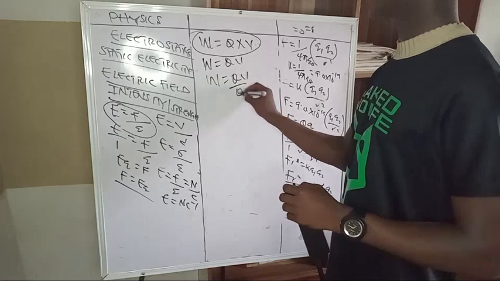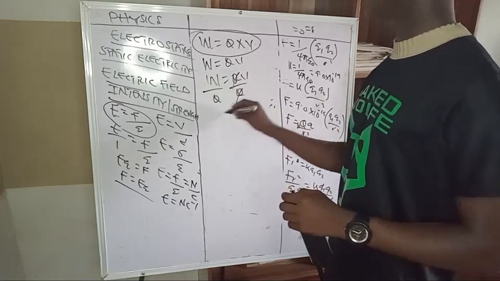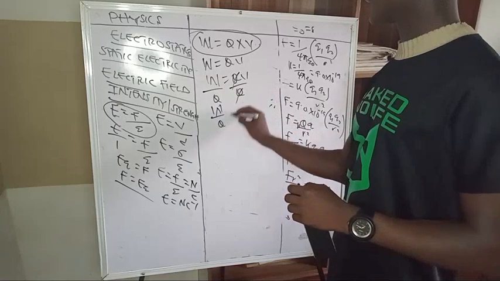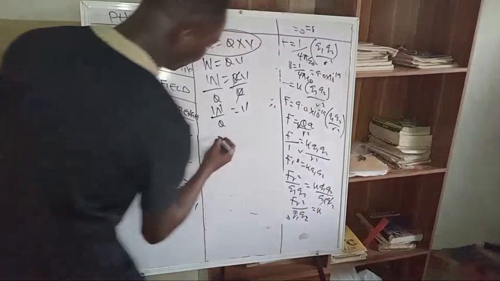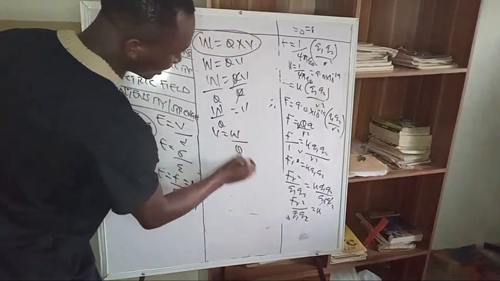So I'll divide both sides by Q and by Q. So I have this and this. So I have W over Q is equal to V, or V is equal to W over Q.